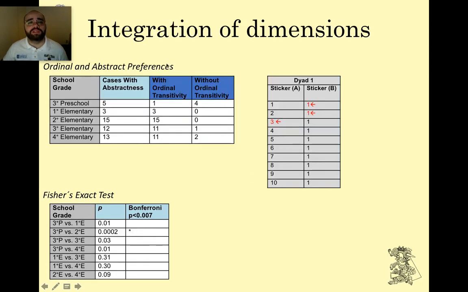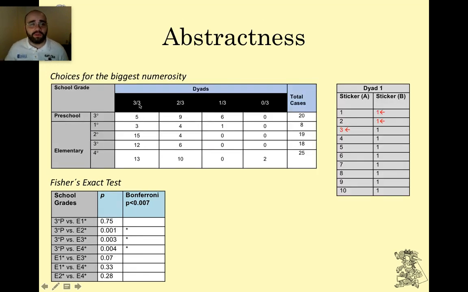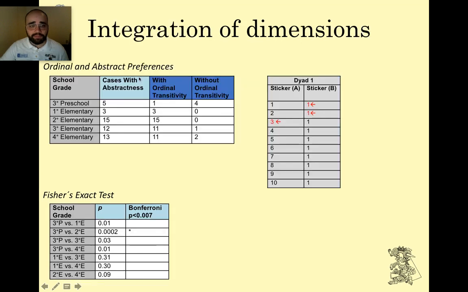Then for the integration of dimensions, I took the cases which, in three of their three diets, expressed something more than a choice by the biggest numerosity. And so what we can see is that I have this specific amount. So actually, there are more children in elementary school who express abstract choices.